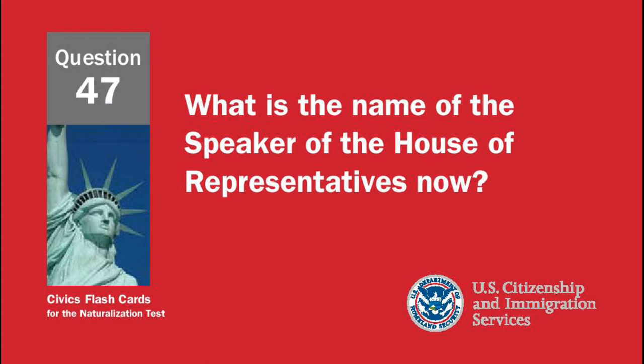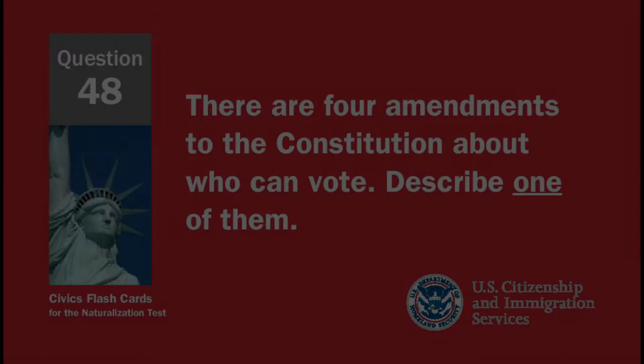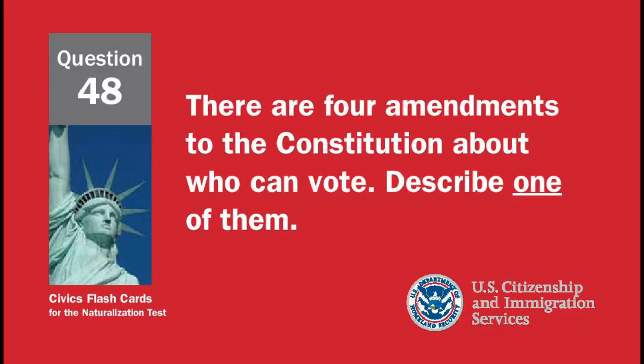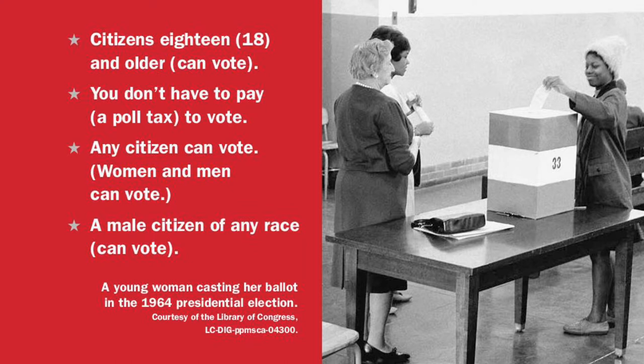What is the name of the Speaker of the House of Representatives now? Paul D. Ryan. Paul Ryan. There are four amendments to the Constitution about who can vote. Describe one of them. Citizens 18 and older can vote. You don't have to pay a poll tax to vote. Any citizen can vote. Women and men can vote. A male citizen of any race can vote.